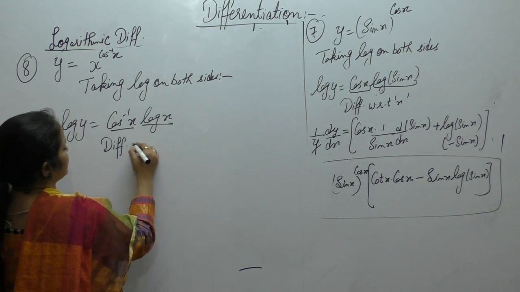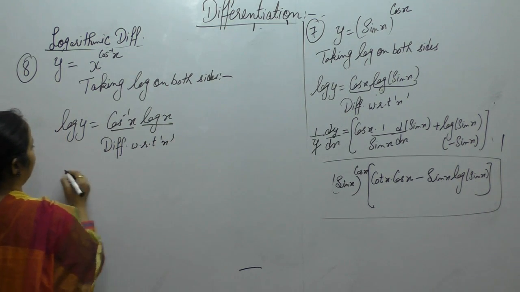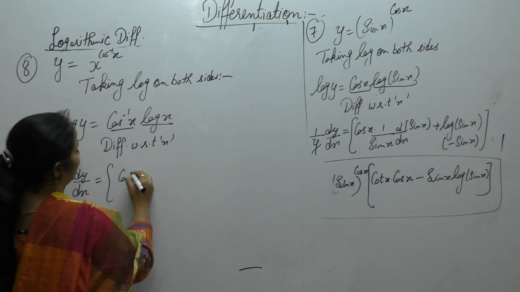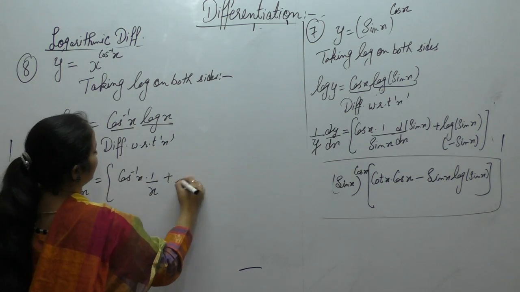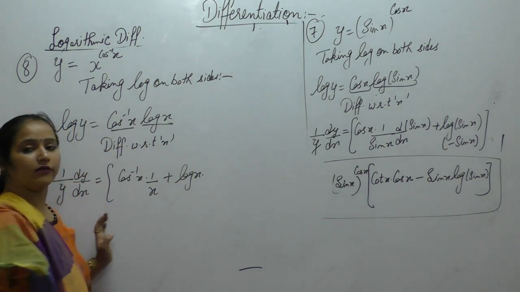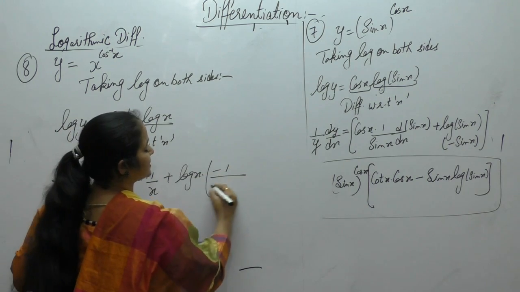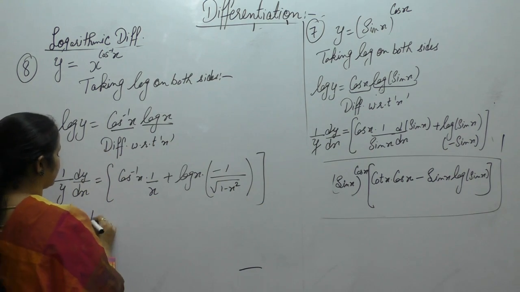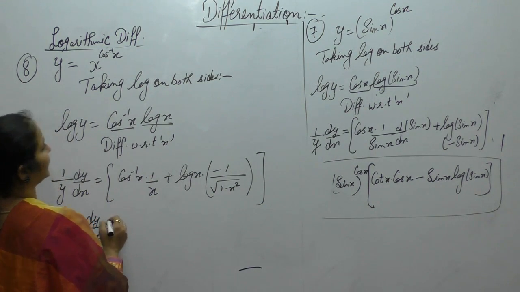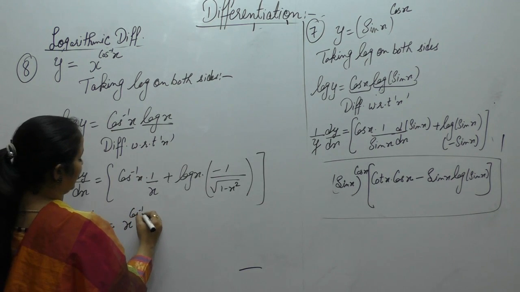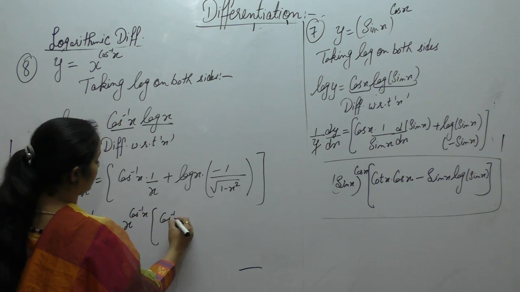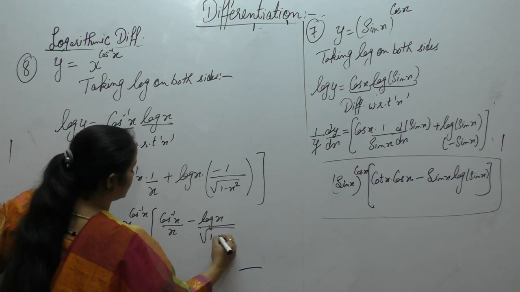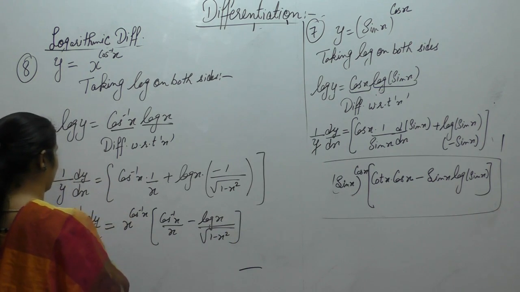डिफरेंशिएट विद रिस्पेक्ट टू x. डेरिवेटिव ऑफ log of y 1 upon y dy upon dx. फर्स्ट फंक्शन डेरिवेटिव ऑफ log x plus second function derivative of cos inverse x, minus 1 upon square root of 1 minus x square. यही होता है. So dy upon dx, y goes on the right hand side. Put the value of y: x power cos inverse x upon x minus log of x upon square root of 1 minus x square.